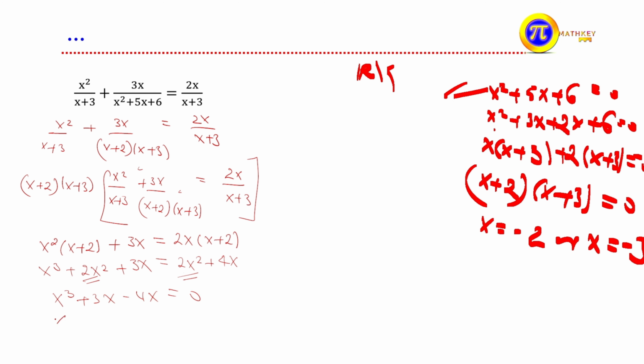What does this imply? x cubed plus 3x minus 4x is x cubed minus x, equal to 0. This implies that x times (x squared minus 1) is equal to 0. After that, what is the value of x? This implies x is equal to 0 or x squared is equal to 1.